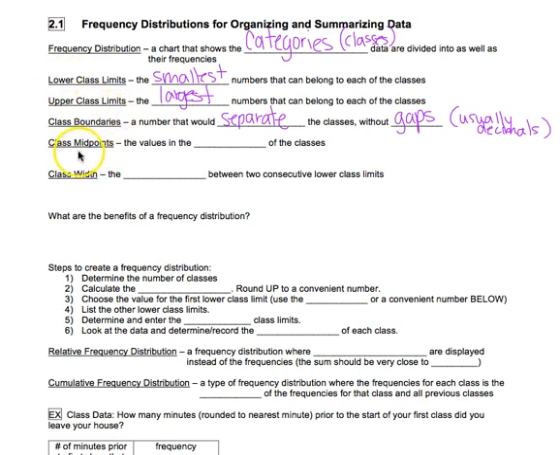Class midpoints are just like they sound. Those are the values that are in the middle of the classes. These you actually have to calculate, and we do that by taking the lower and upper limits, adding them, and then dividing by 2.